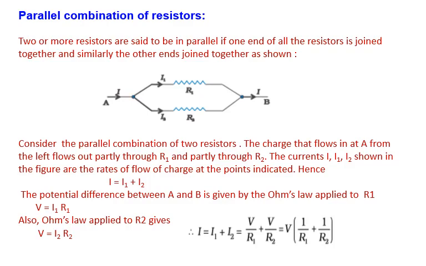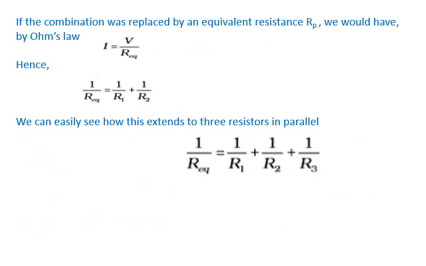So for R1 it will be V equals I1 R1, and for R2 it will be V equals I2 R2. From here, find the values of I1 and I2 and put them in the equation I equals I1 plus I2, and you will get V into (1 by R1 plus 1 by R2). So if the combination is replaced by an equivalent resistance RP, where P denotes the parallel combination, we get I equals V upon R equivalent or RP. So you get 1 by R equivalent, or 1 by RP, equals 1 by R1 plus 1 by R2. Similarly, for the second figure, you can calculate and you will get 1 by R equivalent equals 1 by R1 plus 1 by R2 plus 1 by R3.